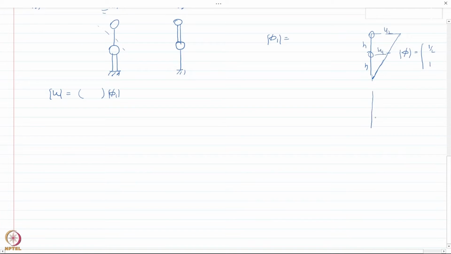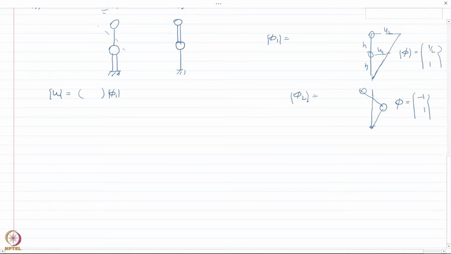Similarly, if I have a deflected shape which looks something like this, I can write my phi as, let me say, -1 and 1. So these are some of the possible ways in which a system can deflect. Now this is a 2 degree of freedom system. You could have a multiple degree of freedom system, and there could be different shapes. So these are the possible ways in which a structure can deflect, but I still don't know which deflected shape is going to determine the overall response.